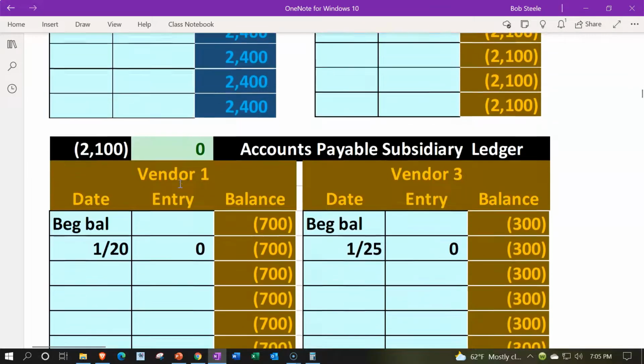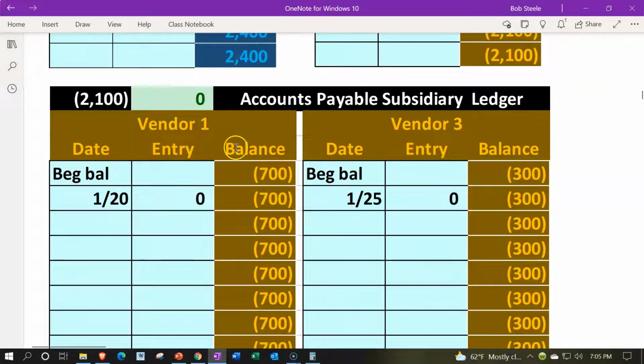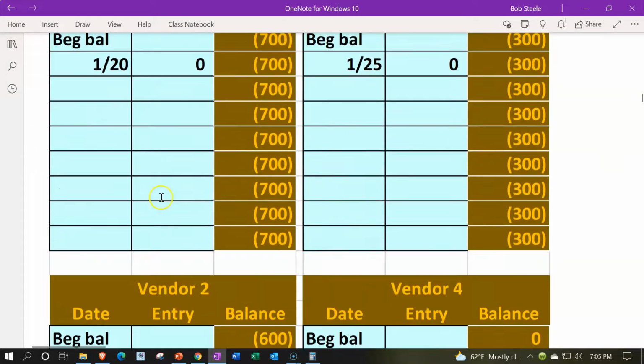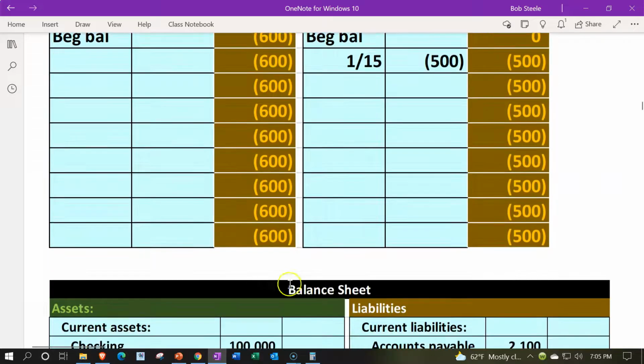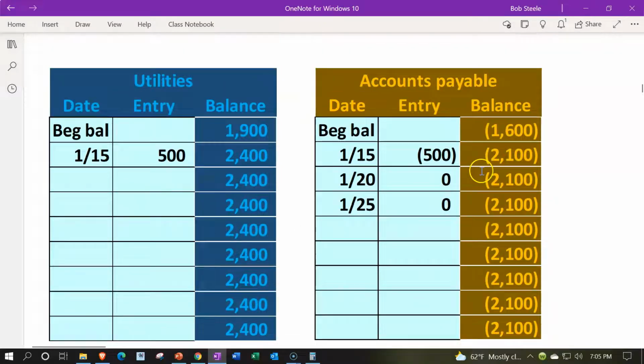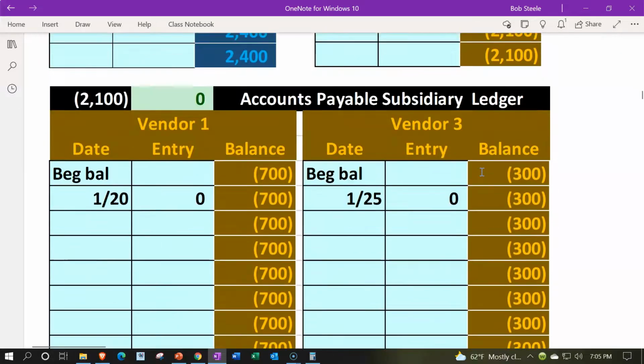So then we also need to break this out by the subsidiary ledger, which is the accounts payable subsidiary ledger in this case. This is breaking it out not by date, but breaking out the accounts payable by vendor. The reason it's a subsidiary ledger is because the total of it, if I was to add up all four of these vendors, would need to add up to the same amount that's on the general ledger, the 2,100 that we have populated here, which is on the trial balance, which would also be on the balance sheet.